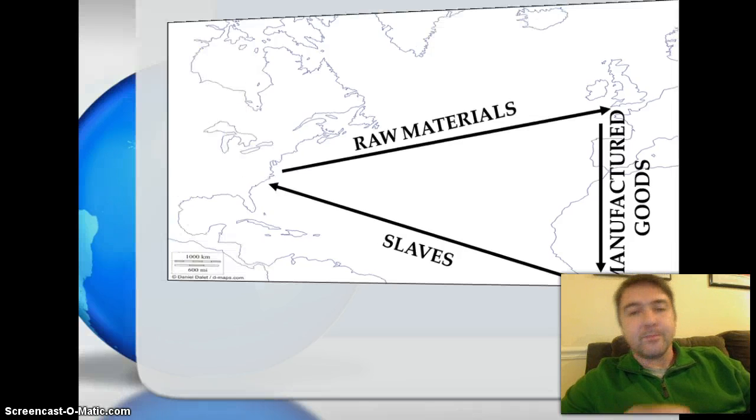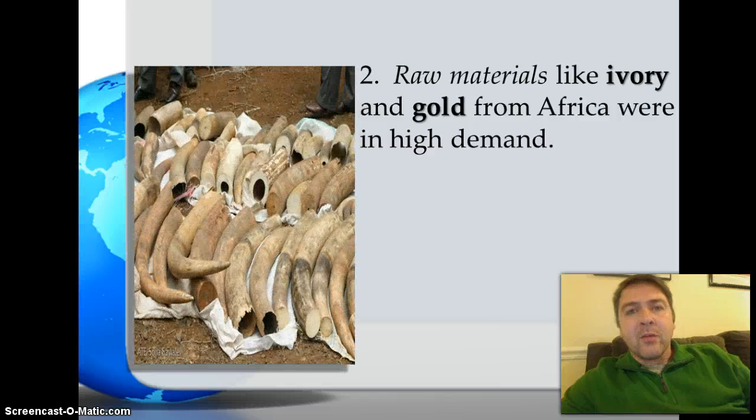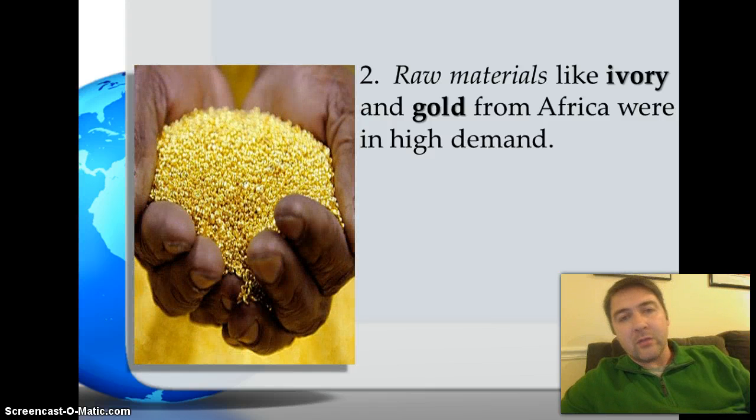The other exports we want to know from Africa during this time were raw materials, specifically ivory and gold. We can see here ivory in the form of elephant tusks. That's where ivory comes from, largely banned by most countries today because of the killing of the elephants. But ivory was a high demand product from Africa during this time period, and also gold. So these two raw materials were big exports from Africa.